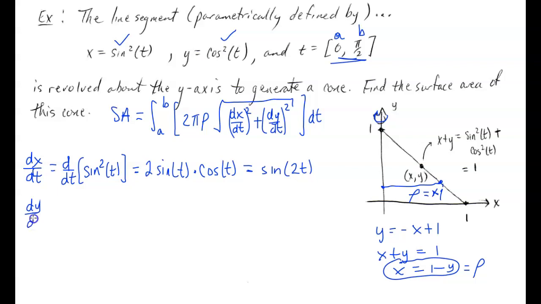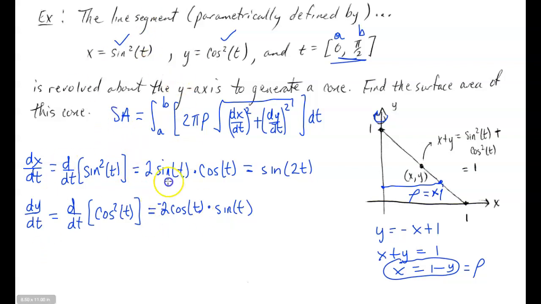We take the derivative of y with respect to t. Here this is cosine squared t, and if I take the derivative of that, that's going to be 2 cosine of t times a minus sine t. Okay, and I'm going to clean up that 2 there, and then we'll go ahead and move forward.